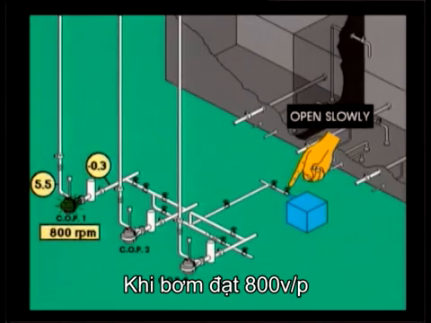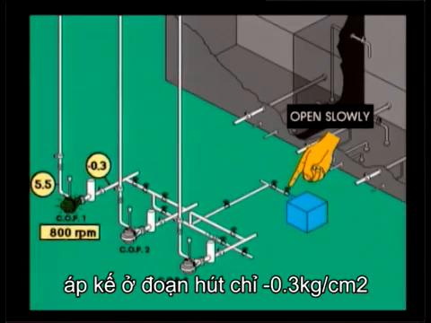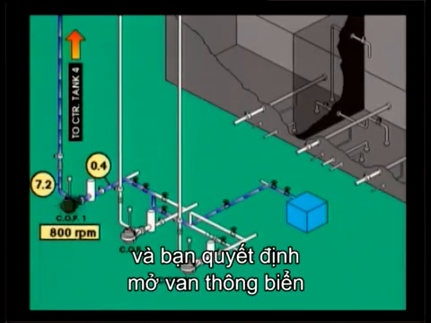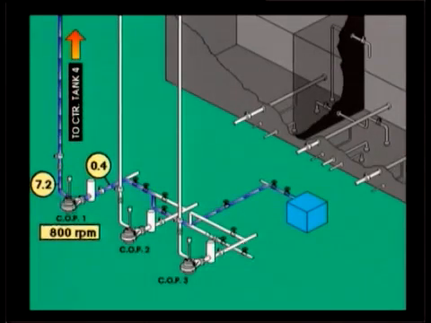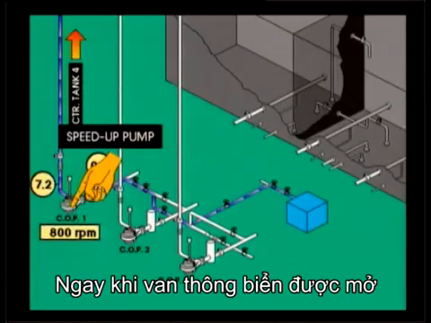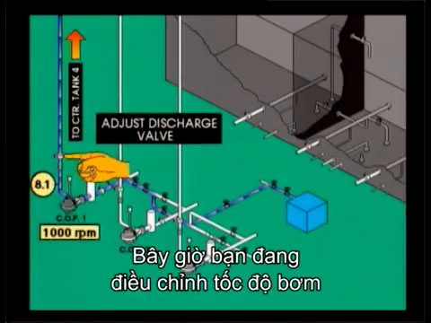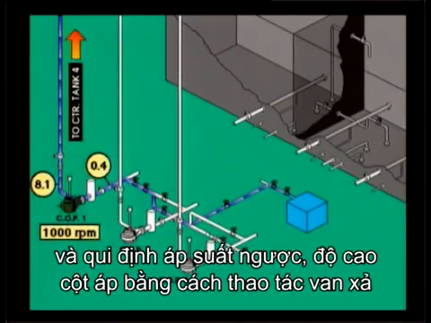Reaching 800 revolutions, the manometer at the suction side shows minus 0.3 kilograms per square centimetre, and you decide to open the sea valve. As soon as the sea valve is opened, the pressure at the pump changes immediately when the water flows through the pump. You're now adjusting the speed and regulating the back pressure and the head by manoeuvring the discharge valve.